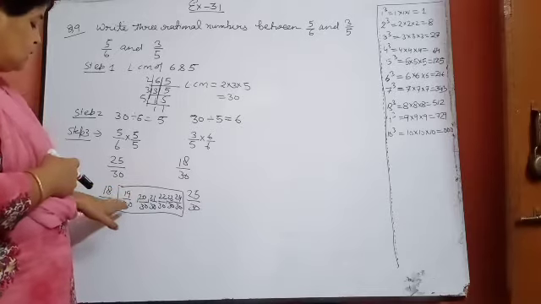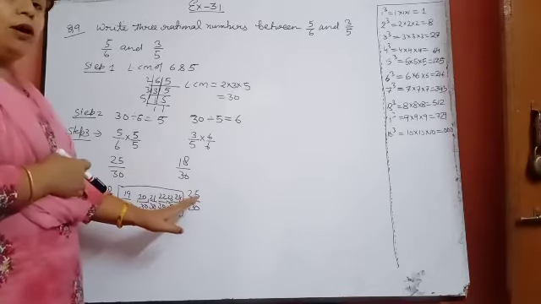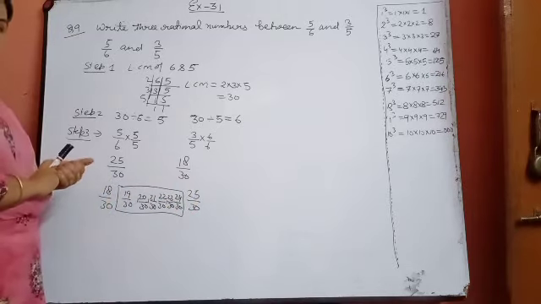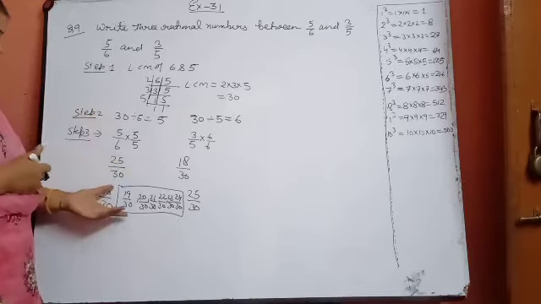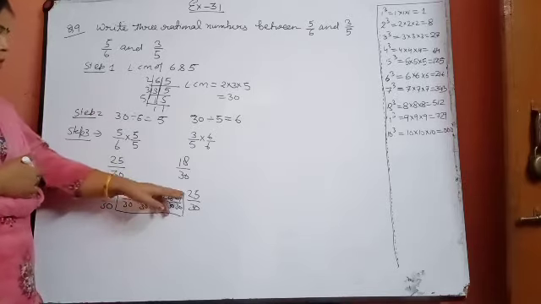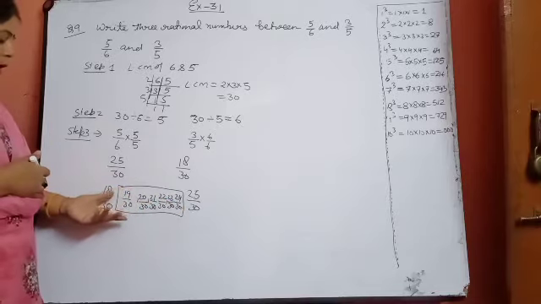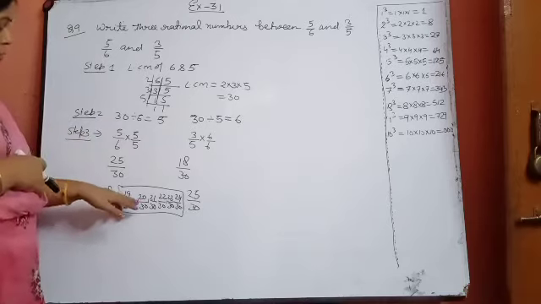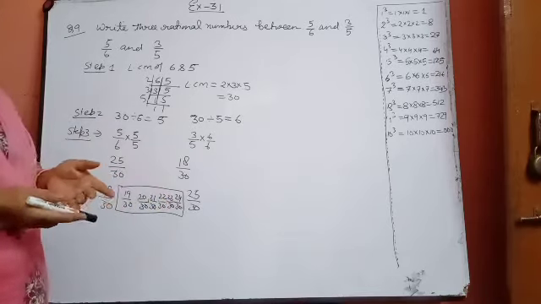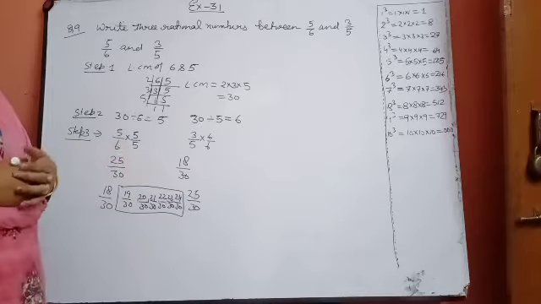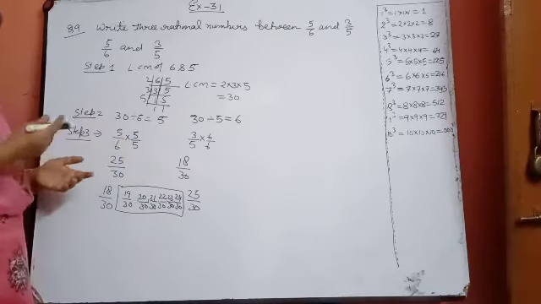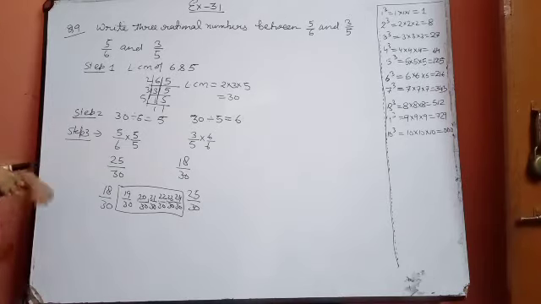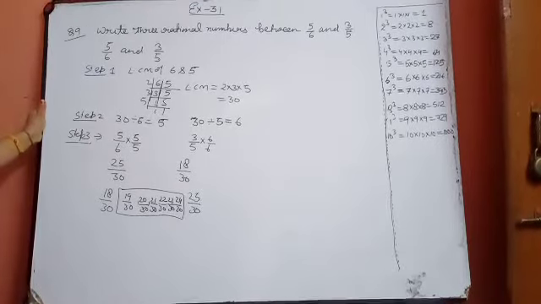Afterwards you can see that from the first rational number to the second rational number you will have some rational numbers. As I have seen, from 18 upon 30 to 25 upon 30 we have how many rational numbers? 1, 2, 3, 4, 5, 6 rational numbers I got, and you have to write only 3. By selecting any 3 you can write them, or if you write all of them, there is also no problem. Now I am moving to the next one.